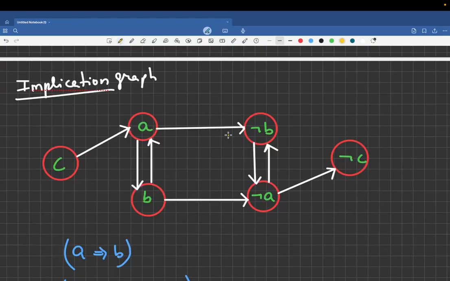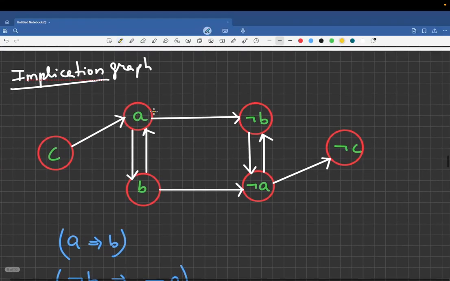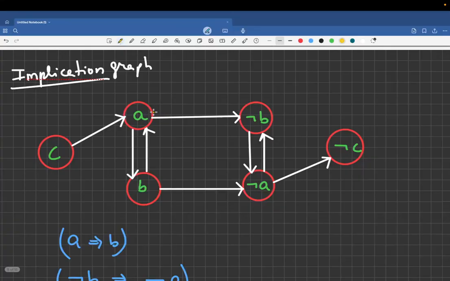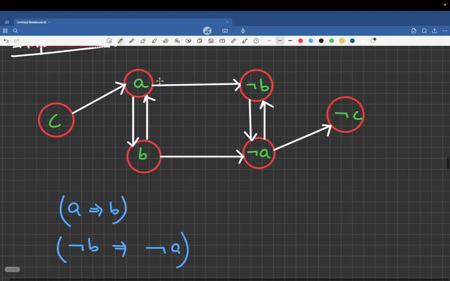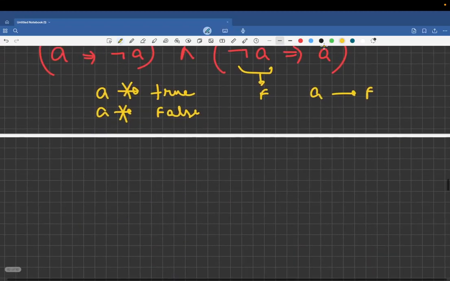Not contrapositive, sorry, negation. My error. That its negation is reachable from it and it is also reachable from its negation. For example, it should not be that A is reachable from not A and not A is reachable from A. These cases should not exist. So in a directed graph, when do we say this?